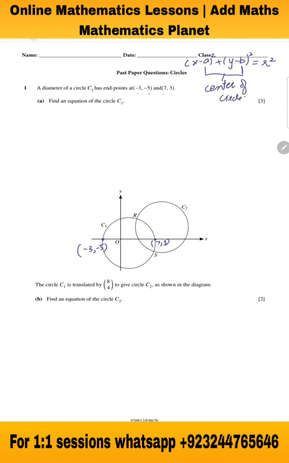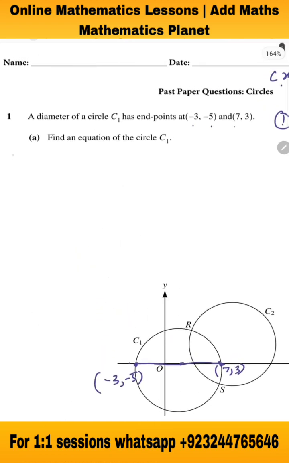So we should know the center of the circle to get the equation of the circle. Also, we should know r, that is the radius of the circle. Number one is the center of the circle, number two is the radius of the circle. After we get these two elements, we can easily calculate the equation. To get the center, we have the two endpoints of the diameter, and the center will be the midpoint of these two.